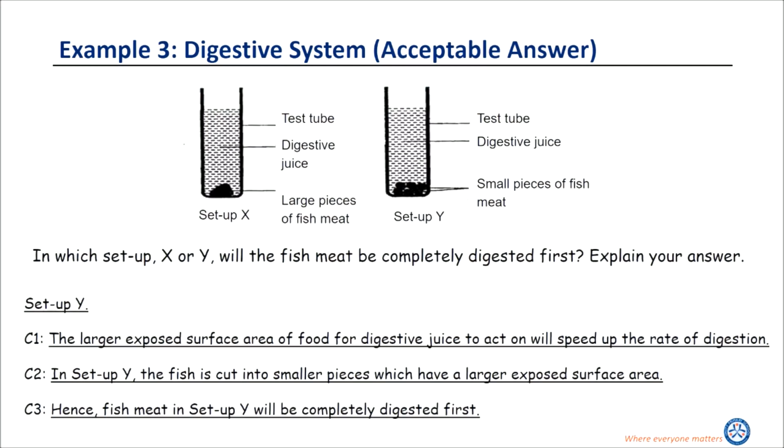Let's look at the acceptable answer. Student will first need to state their choice of setup. So they have to mention setup Y first. Then using the concept that larger exposed surface area of food for the digestive juice to act on will speed up the rate of digestion. The students will then connect this concept to the question by stating that the fish cut into smaller pieces will in turn have much larger exposed surface area. Hence, the fish meat in setup Y will be completely digested first.